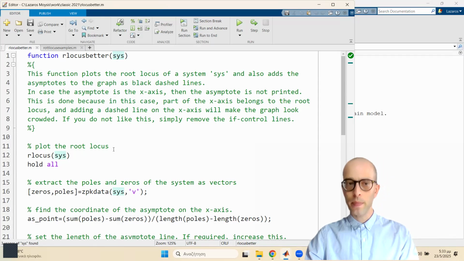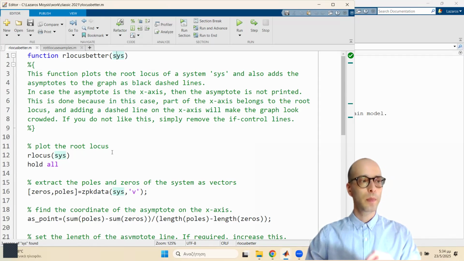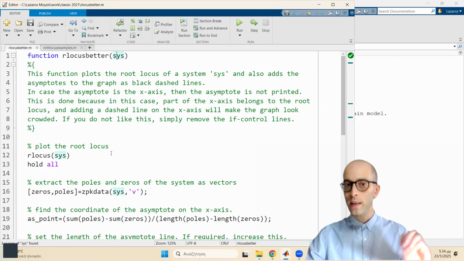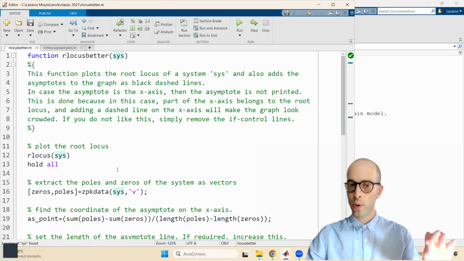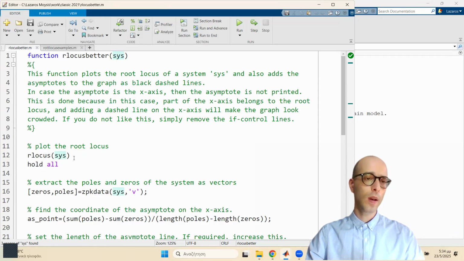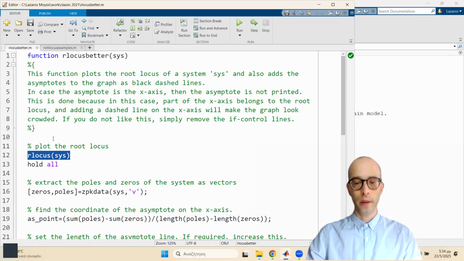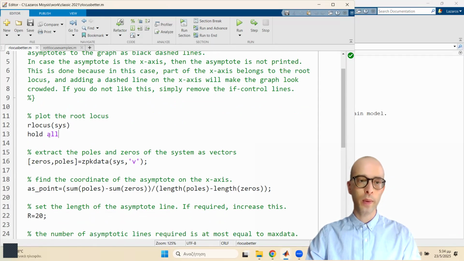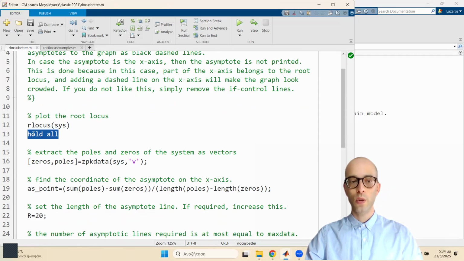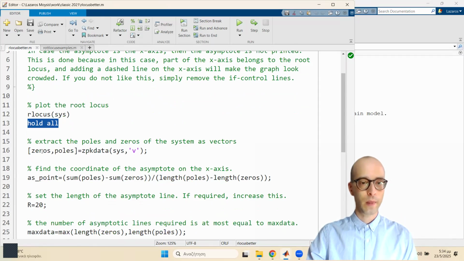It's very simple, but it's also very elegant because it considers how exactly we plot the asymptotic lines in the best possible way. Now, the function starts by plotting the original root locus, and then we include a hold all command so that we hold the original root locus and add material in the graph.